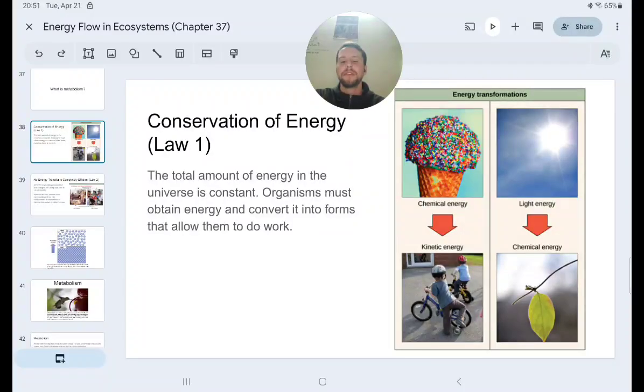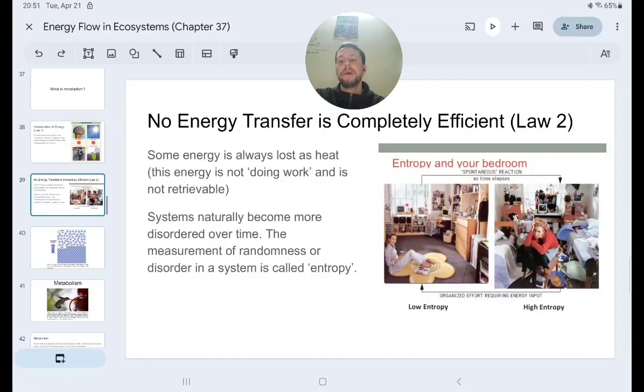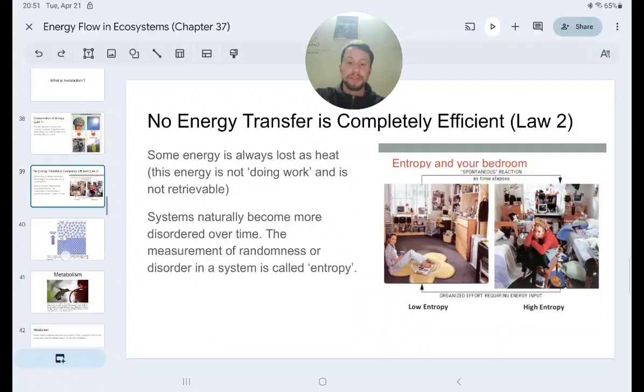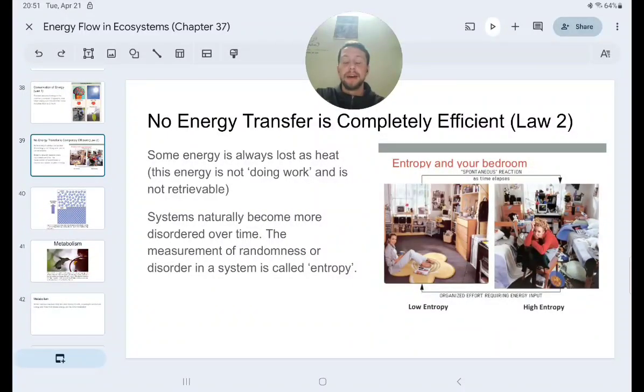Organisms must obtain energy and convert it into forms that allow them to do work. They can't create energy on their own. They must obtain it from somewhere. But the second law of how energy works, which relates to entropy, is that some energy in any process is lost as heat. And also, things always degrade and become less ordered over time. They become more disordered.